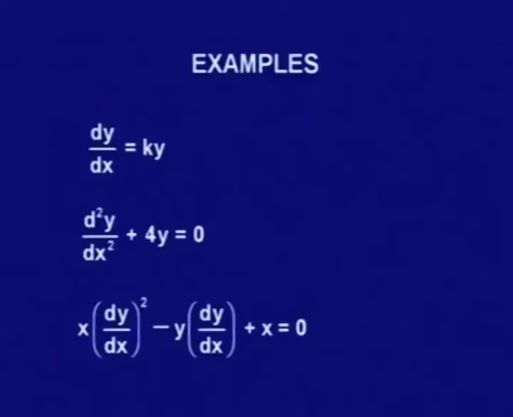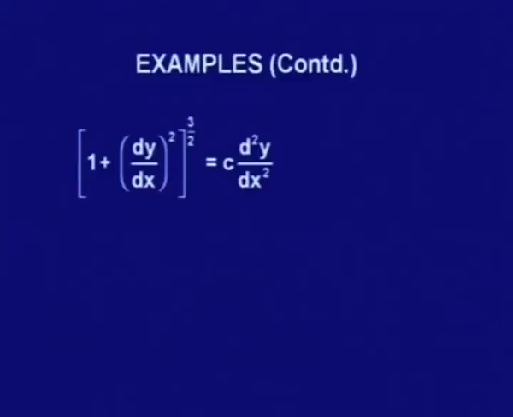Now, let us see one more example we had in our examples, that is 1 plus dy over dx square whole to the power 3 by 2 is equal to c times d2y over dx2. In this equation, we do have a power of 3 by 2, that is, it is involving a square root. Now, this is not called a polynomial equation, because here the power of dy over dx has 1 over 2 in it. So, we will rationalize it.